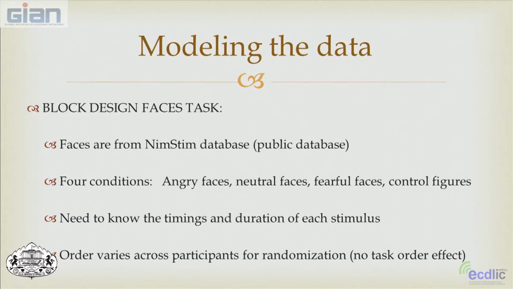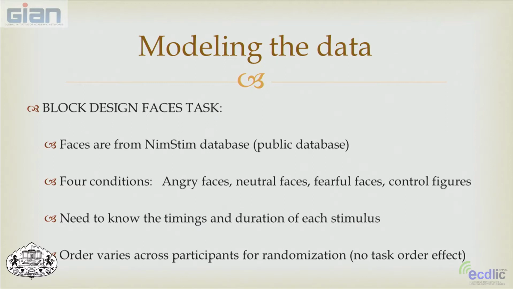So you can be reminded of what is involved with this task. We have 4 conditions in this task, so it's fairly simple. We have the person looking at blocks of angry faces, blocks of neutral faces, blocks of fearful faces, and blocks of control figures, which are those bathroom sign figures that we saw. To do modeling of the data, we need to know the exact timings and durations of each of these conditions, so each of the stimuli the person is looking at.